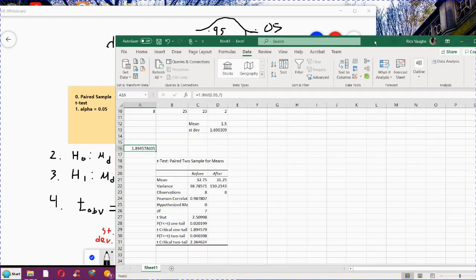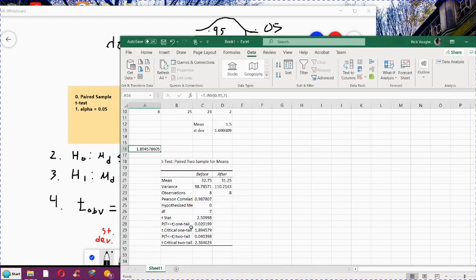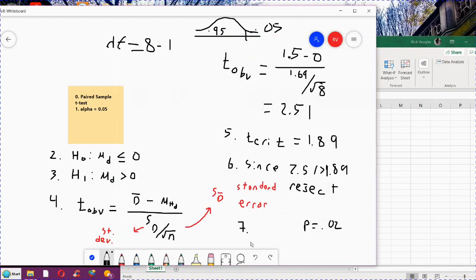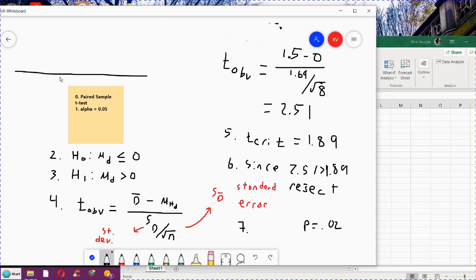So now I'm going to show you how to actually calculate this p-value, the 0.020199. So what we're going to do for the p-value is draw another one of these pictures, and this time I'm going to put the t observed value on there. All right, so here's my picture. And the t observed value is here at 2.51.